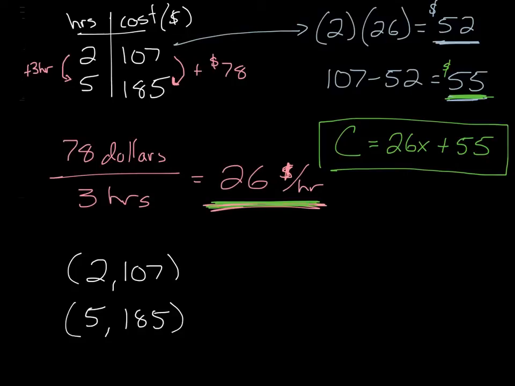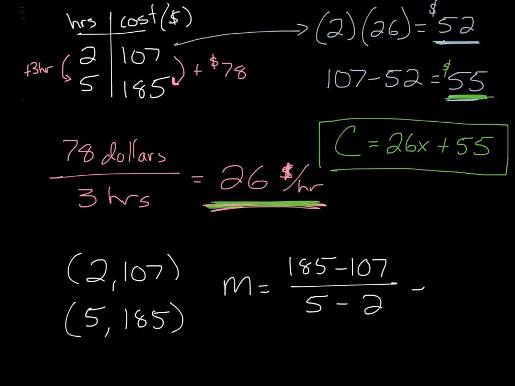And what we can do is first find the slope between these 2 points, which is y2 minus y1 over x2 minus x1. So in this case, the slope m would be 185 minus 107 over 5 minus 2. This gives us 78 over 3, which is 26. That's our slope, and again, that's identical to the same work that we did above, finding 78 and 3.